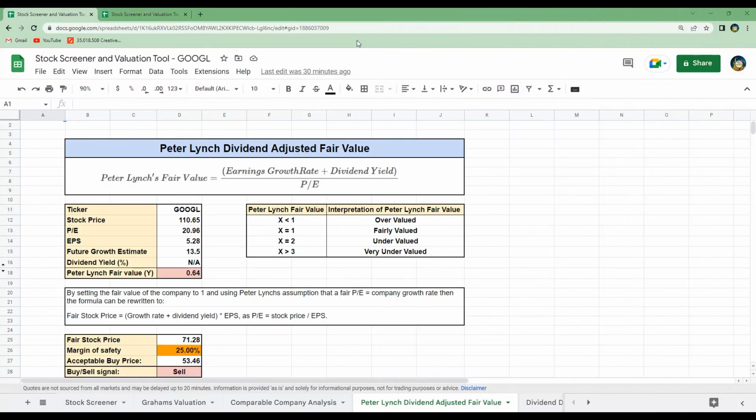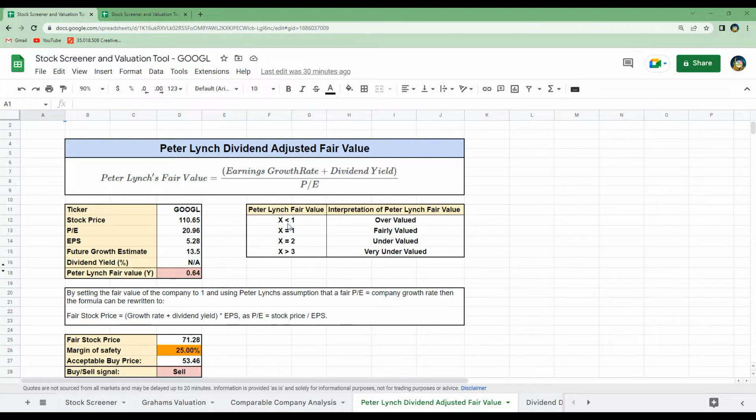The next model is Peter Lynch dividend adjusted fair value. However, Google doesn't pay out dividends, so Peter Lynch fair value will just be the earnings growth rate divided by the price to earnings. And again, this spreadsheet is highly automated. The only thing you have to do to find an acceptable buy price is to write in the margin of safety in the end. So by using this equation, we get a Peter Lynch fair value of 0.64.